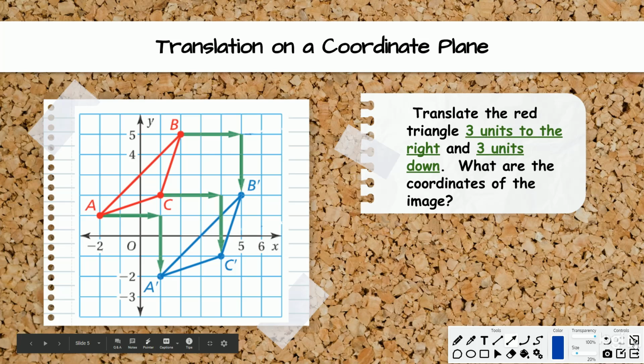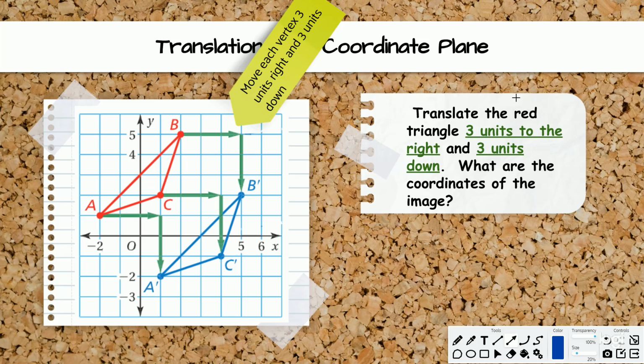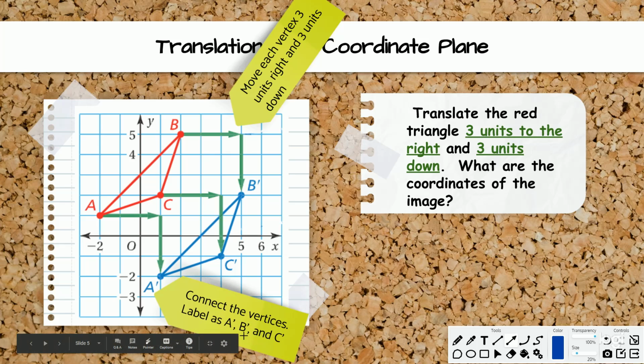So here's what it looks like. Every single point, A, B, and C are all moving 3 to the right and 3 down. And then I have my new image here, with my new vertices labeled. So I need to move my vertices 3 units right, 3 units down, connect the vertices and label them as A prime, B prime, and C prime. And then I need to write down my new coordinates after that.